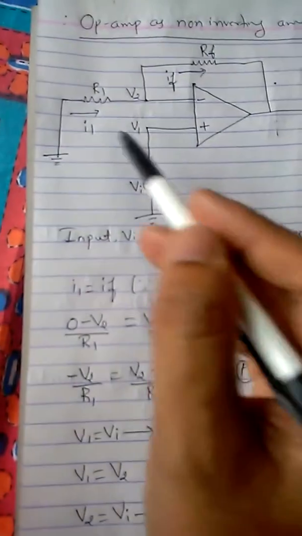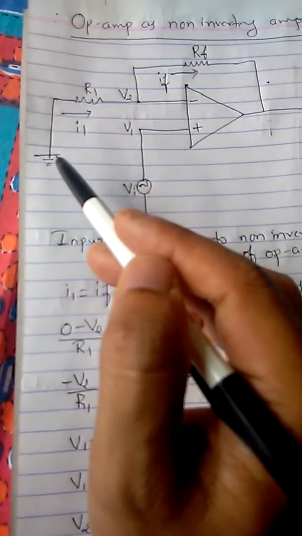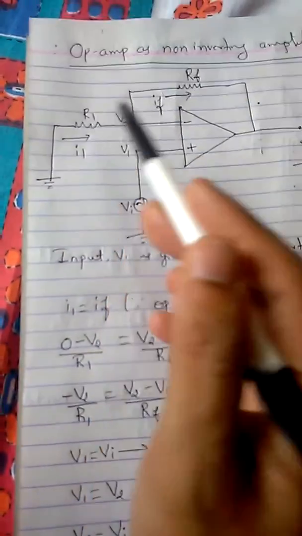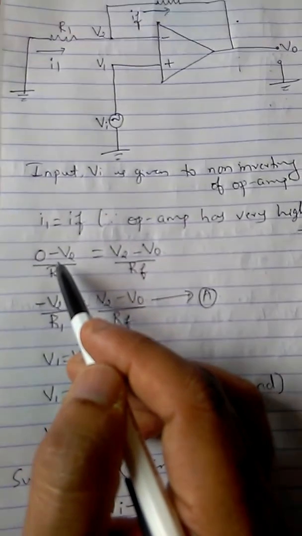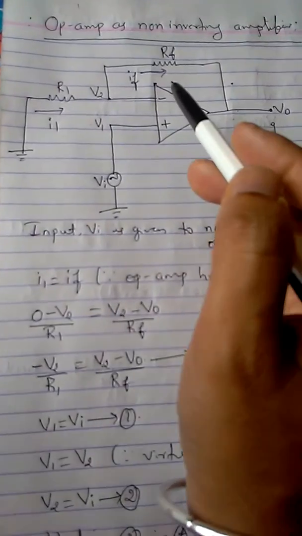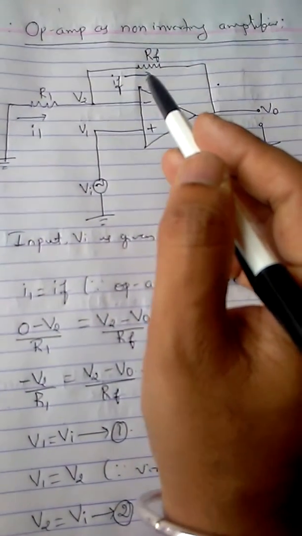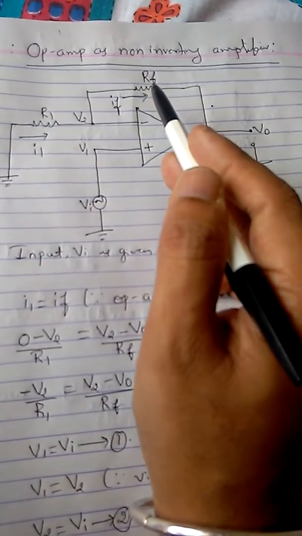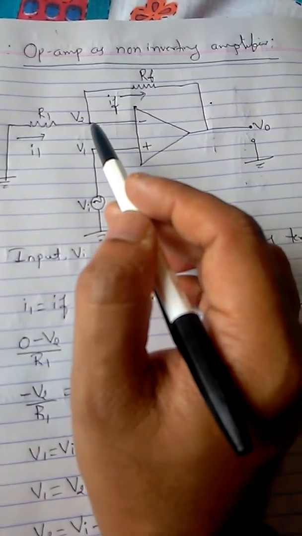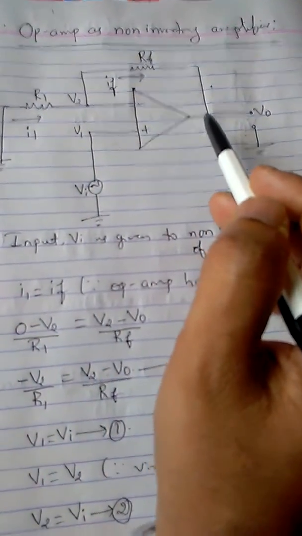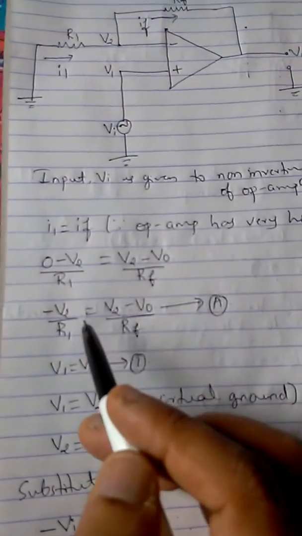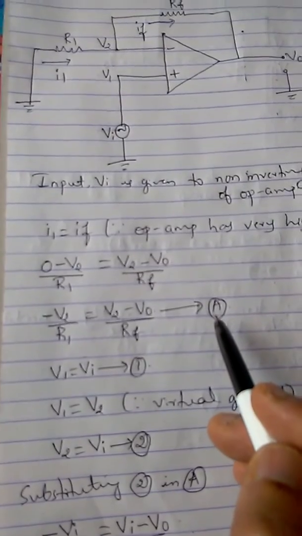So I'm writing it as, I1 means it is a potential difference. It means 0 minus V2 by R1. So same thing I have written over here, 0 minus V2 by R1. Similarly, IF means it flows through RF. So RF is connected between V2 and V0. So I am supposed to take a potential difference between V2 and V0. So I am writing it as V2 minus V0 by RF. Okay. So this I am calling it as equation number A.